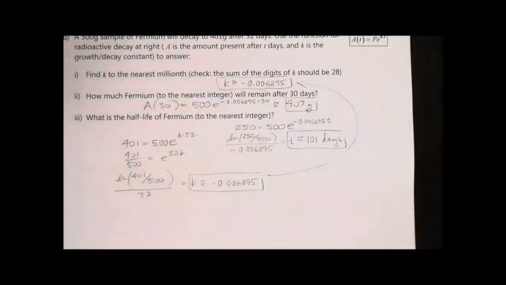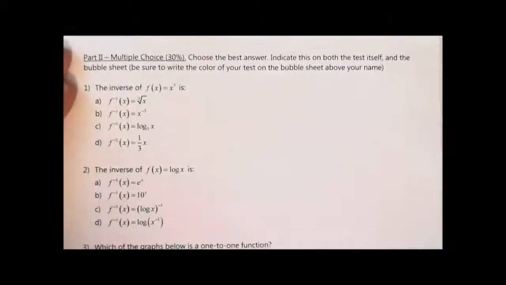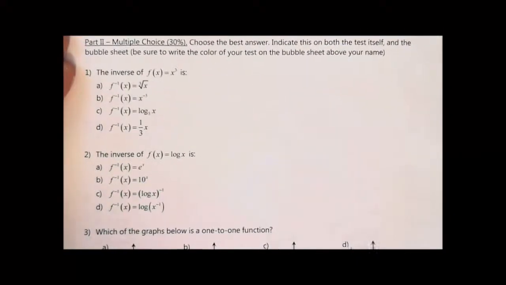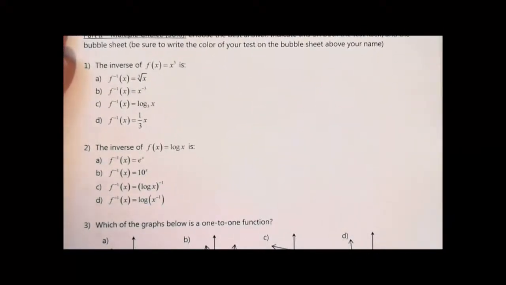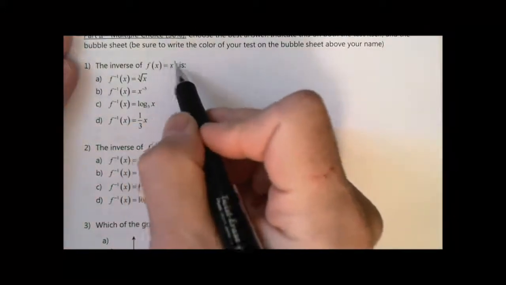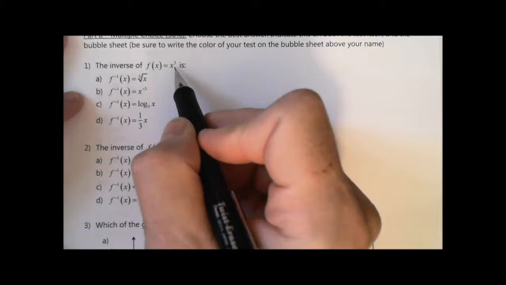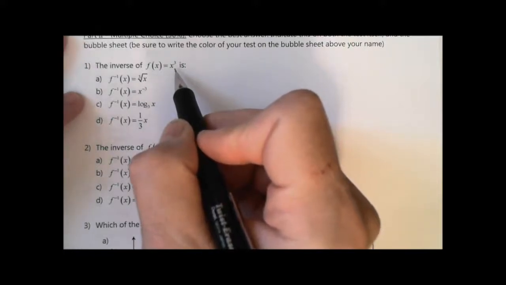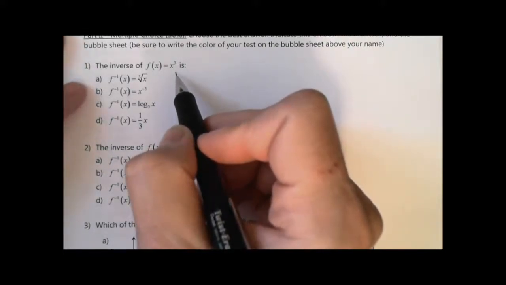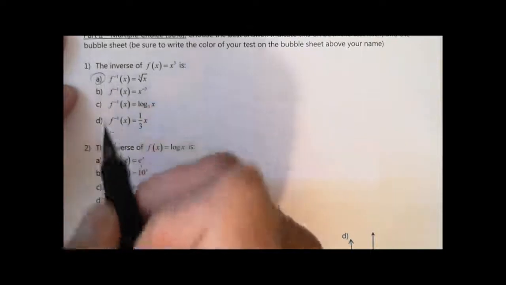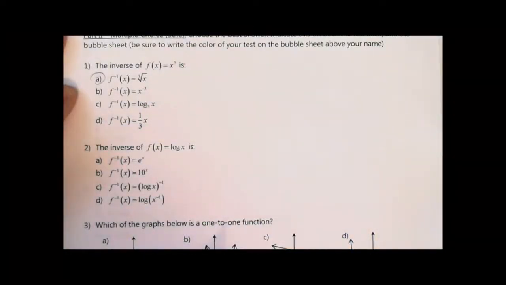Okay. So that's the end of the multiple choice section. The first question is the inverse of x cubed. We should know that the inverse of a power of x is a root of x, and x cubed does have a full inverse. That is, it's a one-to-one function across its domain, and its inverse is the cube root. You can verify that by checking their graphs or running a few numbers.